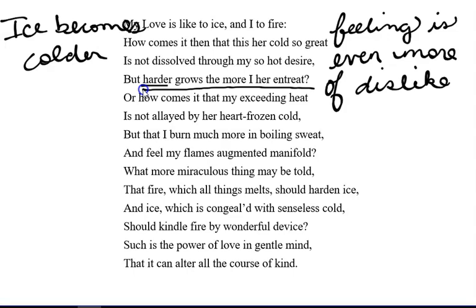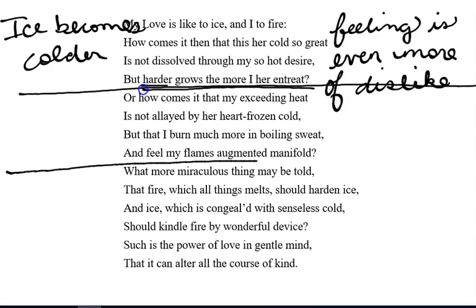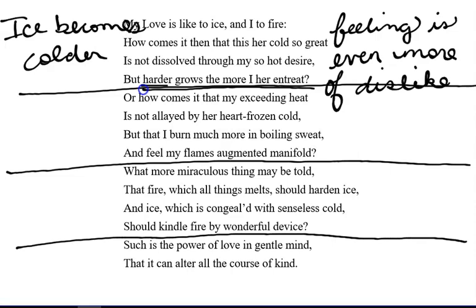What I want you to do is figure out these next two quatrains. So the next one: or how comes it that my exceeding heat is not allayed by her heart frozen cold, but I burn much more in boiling sweat and feel my flames augmented manifold. And then look at the third quatrain, which is going to give you your third question, and then look at the couplet, which is the answer.